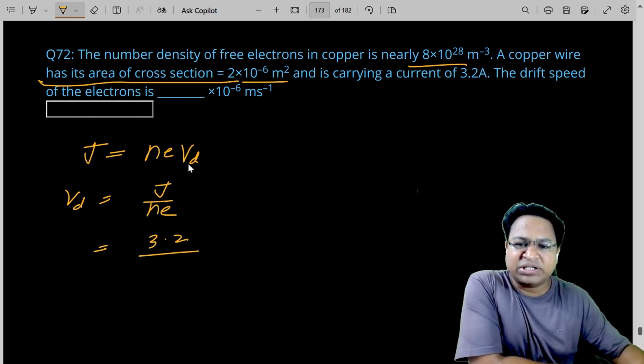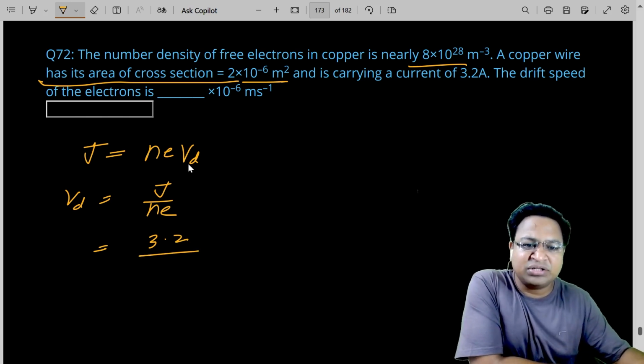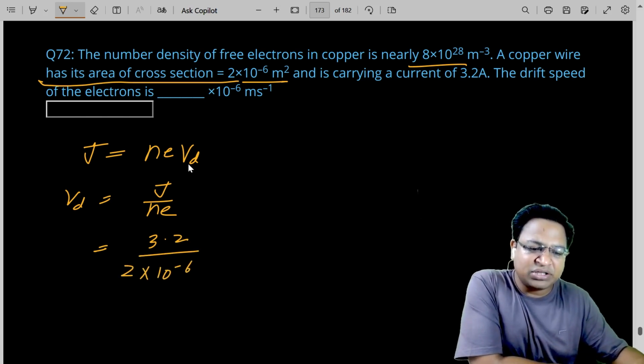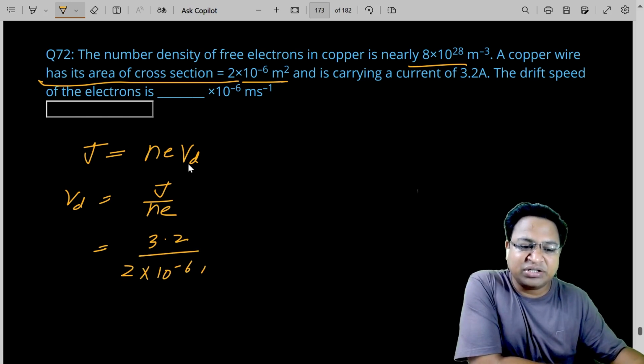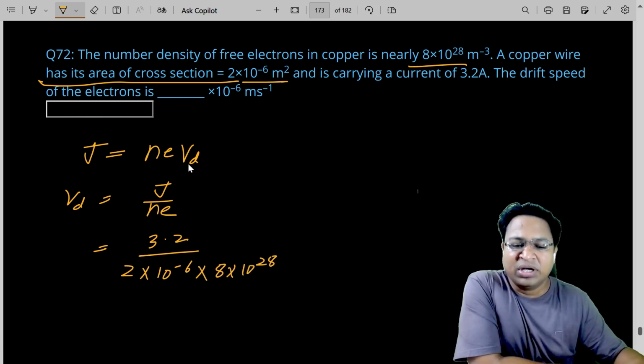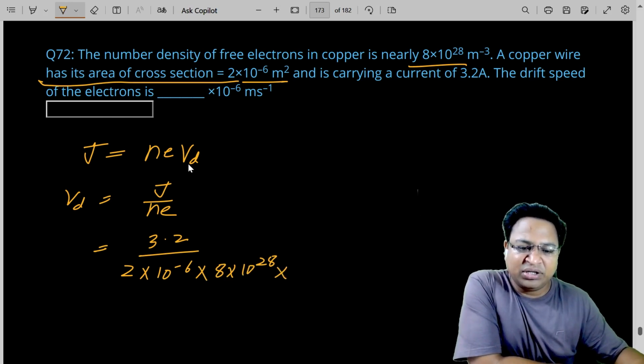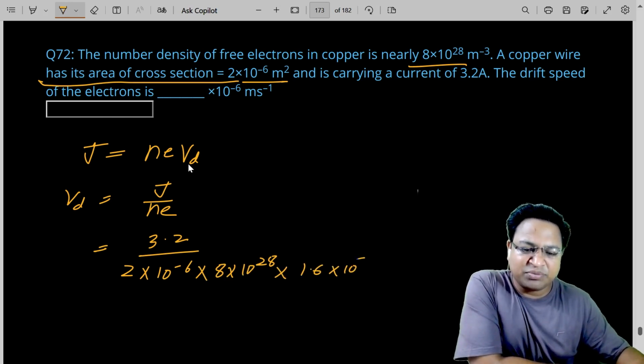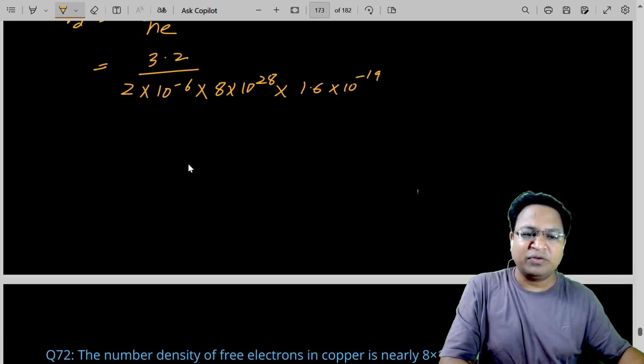So current in SI unit divided by area in SI unit. So area is this. So 2 into 10 raised to power minus 6. I'm keeping everything in SI unit. So that is current density. N is given to us as 8 into 10 raised to power 28, per meter cube. And then e is the charge on electron. So it is 1.6 into 10 raised to power minus 19. So we now have to finish this calculation.